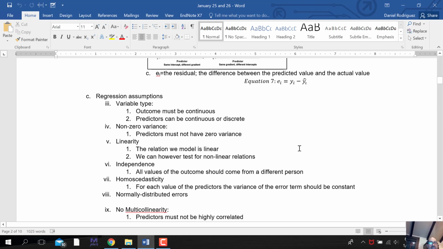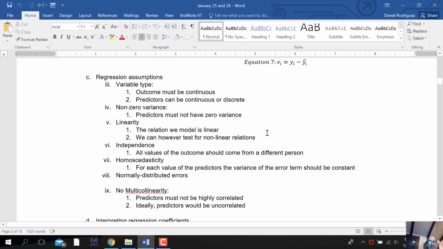Now let's talk about regression assumptions. Here are some basic assumptions that have to be met. The outcome variable must be continuous. If we're using a categorical variable or any kind of discrete variable, we'll have a different type of regression, and we'll talk about logistic regression later when we're dealing with discrete categorical variables. Predictors, though, it doesn't matter what they are. They can be discrete or continuous as long as you know what the scaling is so you can interpret them correctly.